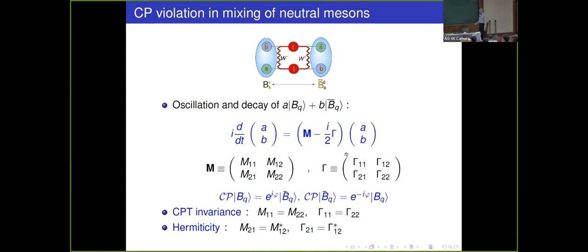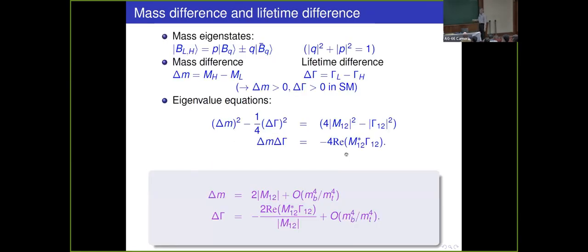Okay. Once you find eigenvalues of the matrix, which are M and gamma, you'll be able to find the mass difference between these two states, which is delta M, and you'll be able to find the lifetime difference between those two states, which is called delta gamma. Okay. So measurements of delta M and delta gamma are an important part of determining the CP violation. The eigenvalue equations, which can determine the value of delta M and delta gamma, can be written in terms of M12s and gamma 12s.